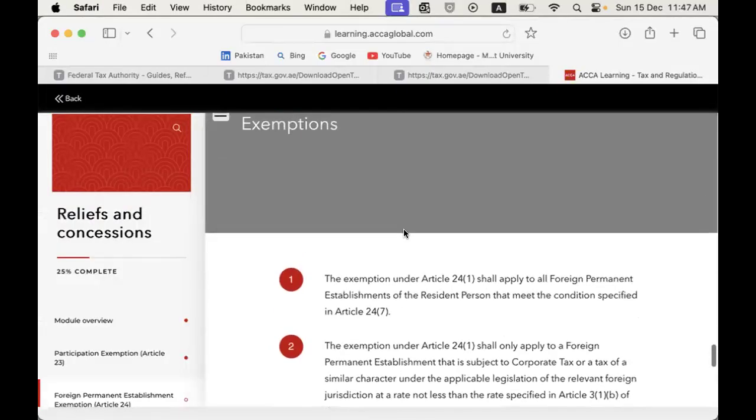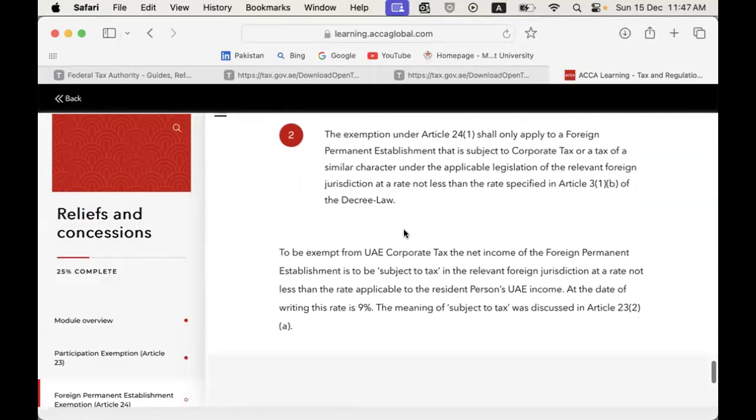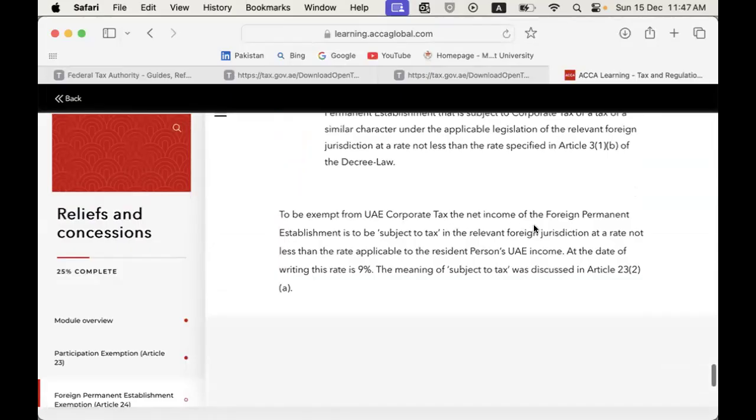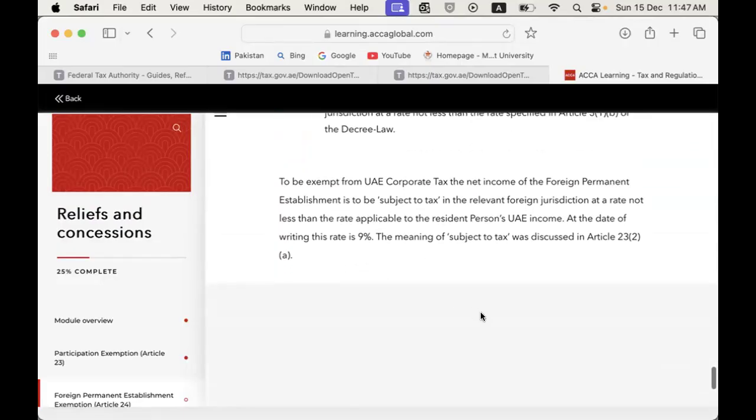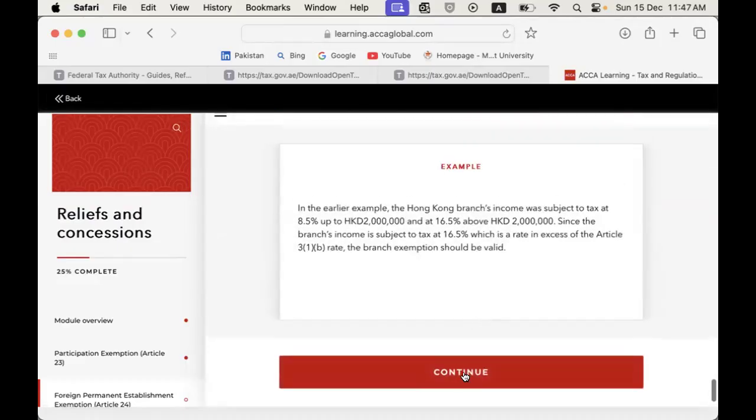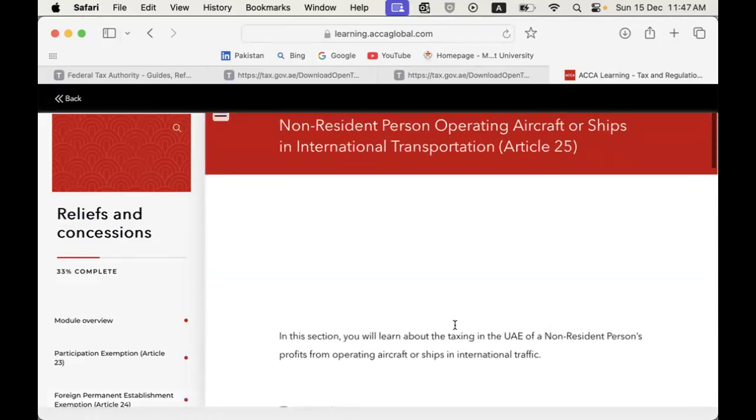Where are we? We were talking about exemptions. To be exempt from UAE corporate tax, the net income of the foreign permanent establishment is to be subject to tax in the relevant foreign jurisdiction at a rate not less than the 9% rate. So this also we've done. Let us go to the next.